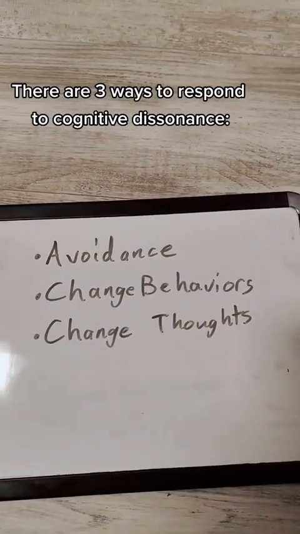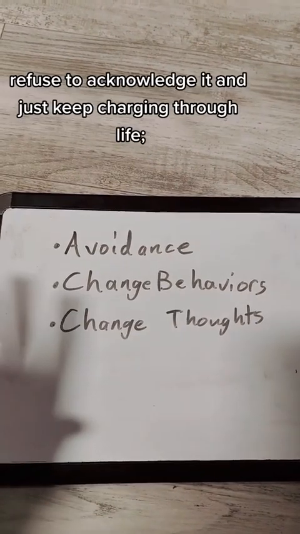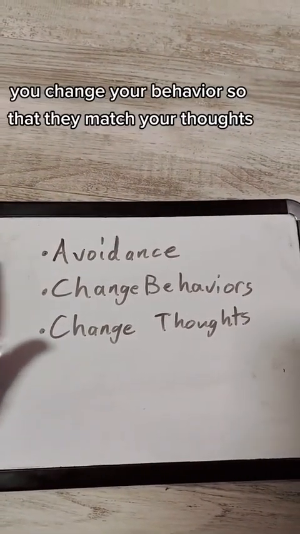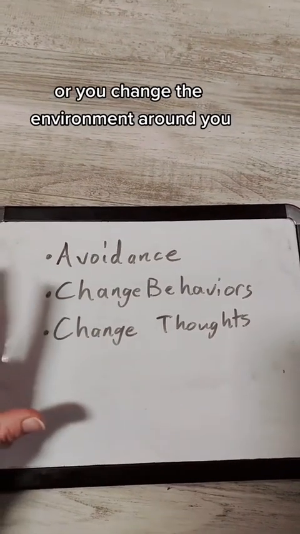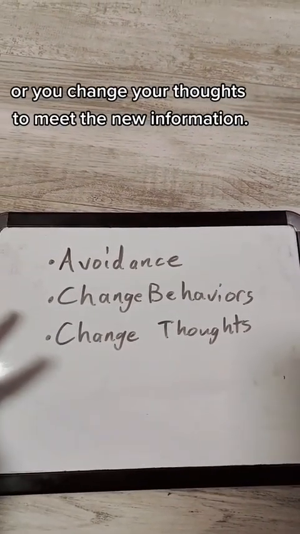There are three ways to respond to cognitive dissonance. You either avoid it, refuse to think about it, refuse to acknowledge it, and just keep charging through life. You change your behavior so that they match your thoughts, or you change the environment around you to one that doesn't challenge your thoughts, or you change your thoughts to meet the new information.